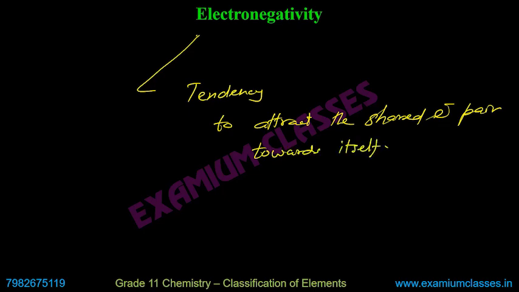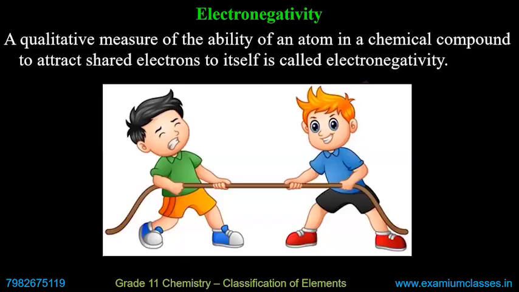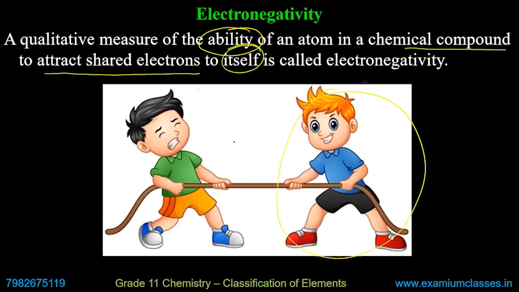How can we understand it? First the definition. It is just a qualitative measure of the ability or tendency of an atom in a chemical compound to attract the shared electron pair towards itself. So if there is one atom and another atom, the one which can pull with greater force is called more electronegative. Suppose this kid can pull with greater force, we will say that it is more electronegative.